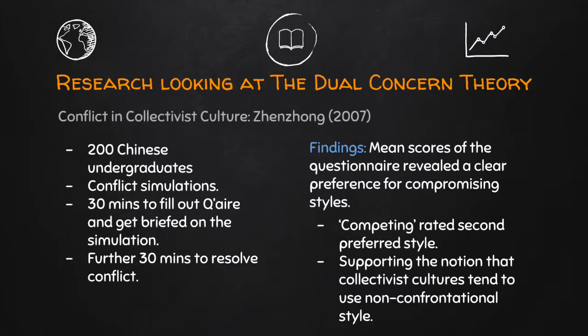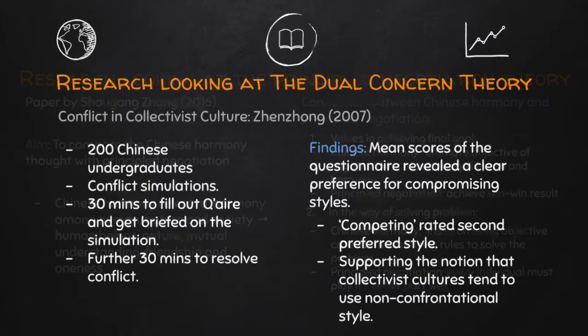It was found that the mean scores of the questionnaire revealed a clear preference for compromising styles. Interestingly, competing style was rated second. Though perhaps more research is needed, it is an interesting finding that in this case, participants were more concerned with overall social harmony, supporting the notion that collectivist culture such as China tends to use a non-confrontational style when dealing with conflict.